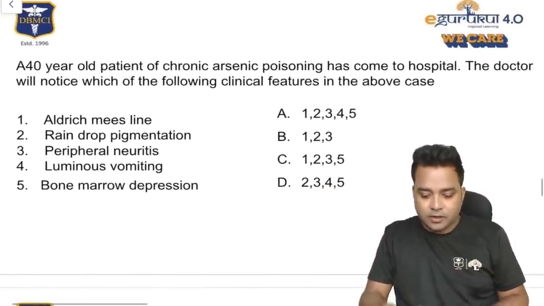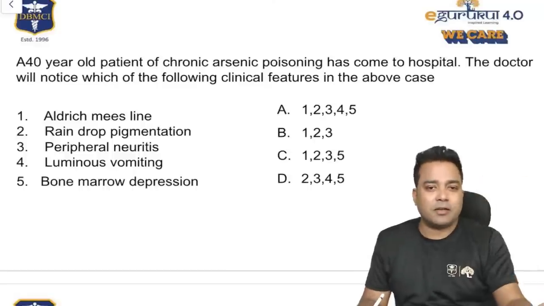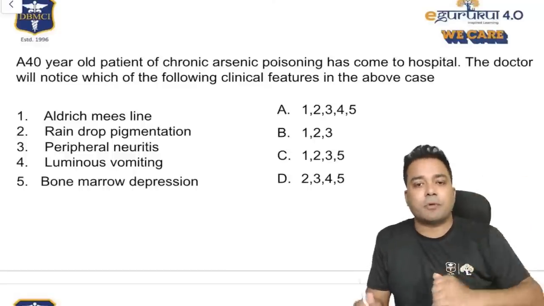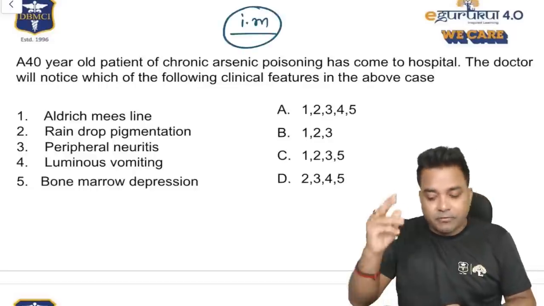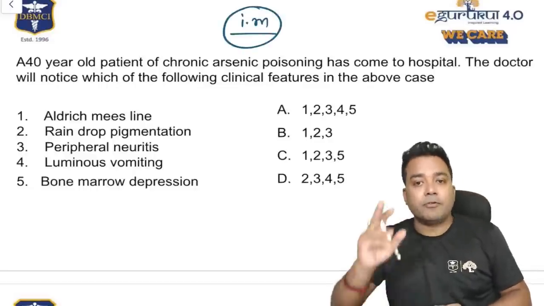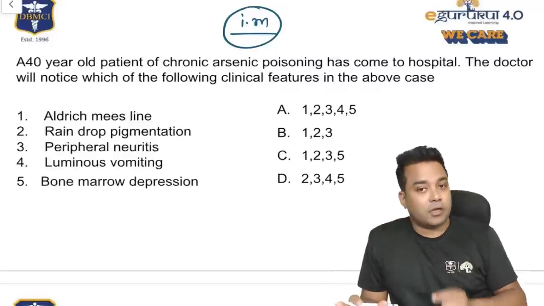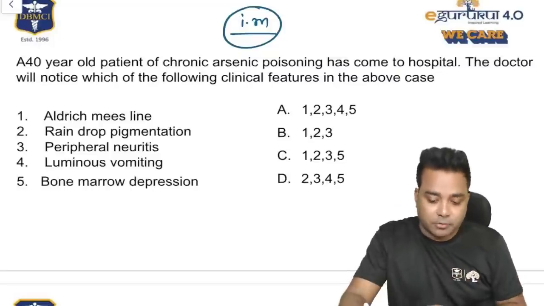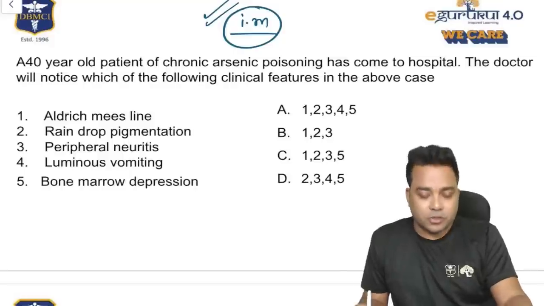Answer this one. A chronic arsenic poisoning case has come to hospital. Again, the treatment of choice remains BAL, British anti-lewisite, also called dimercaprol, and the route of administration is always intramuscular injection, never IV. Why? Because BAL contains fatty acid oil. If you give it through the IV route, what will happen to the patient is fat embolism. Never IV, always intramuscular. So which of the following clinical features is correct about chronic arsenic poisoning?